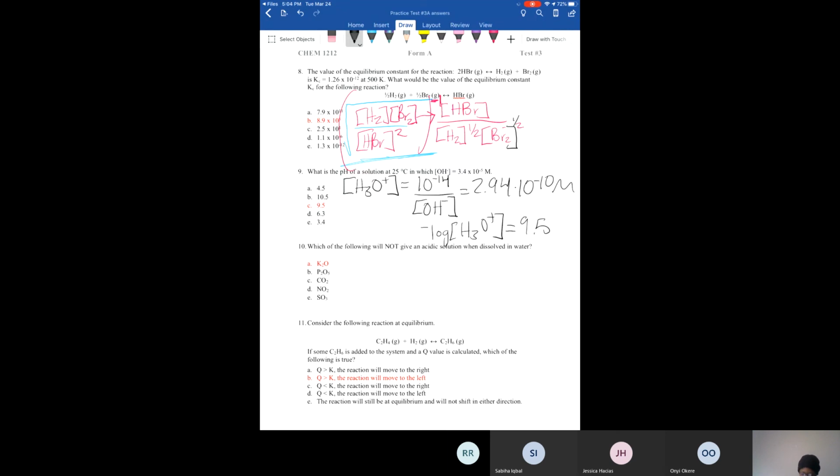Okay, so which of the following will not give an acidic solution when dissolved in water? This is important. Pretty much, because if you dissolve K2O in water, it was metals, and metal oxides are basic. And what equation?